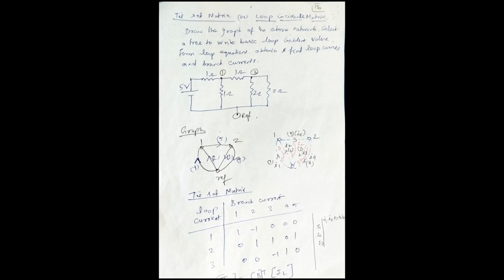In this page, we see the tie-set matrix or loop incident matrix. The circuit is given. The oriented graph is drawn with brackets 1, 2, 3, 4, 5 as branch or element numbers 1, 2 and reference node. Loop currents I1, I2, I3 directions are given. Small I1, I2, I3, I4, I5 directions are assumed as given at the nodes. Tie-set matrix is drawn. Branch current away from the loop current, put +1. Towards the loop current, put -1. Not joined, put 0. In this way, we form the matrix.